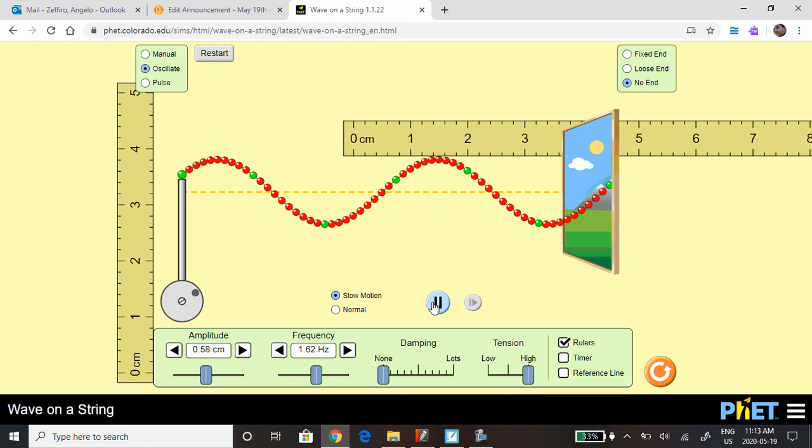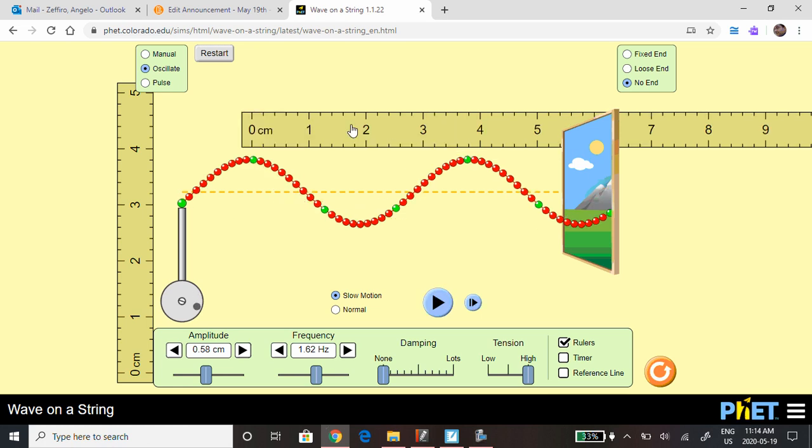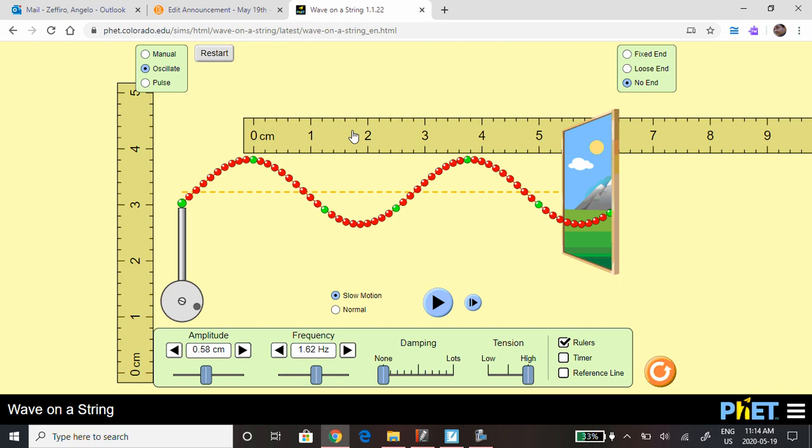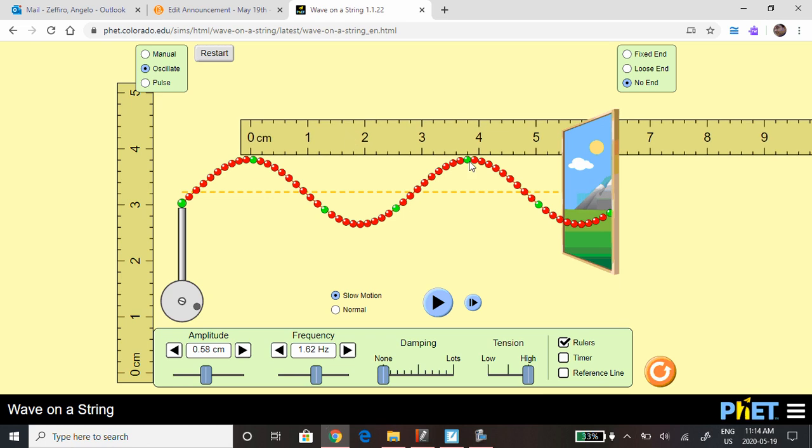Let's pause it. Look what's happened. The wave is not as bunched up as it used to be. The distance from peak to peak, or crest to crest, known as the wavelength, is longer now. There you have it. So that's a very important property of waves.